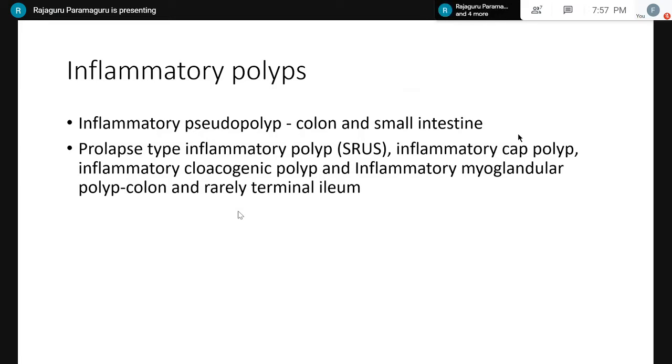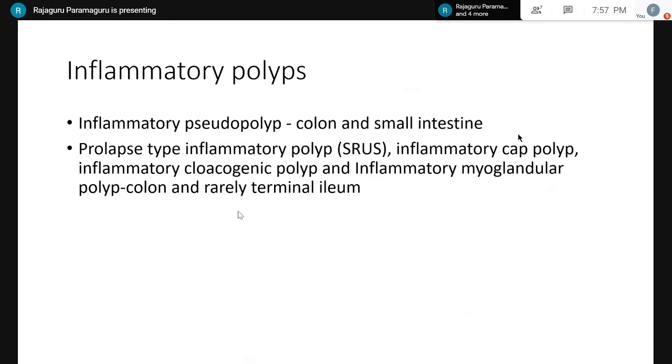Then the inflammatory cloacogenic polyp, as the name suggests, is seen in the anorectum. And then the inflammatory myoglandular polyp, which is going to show a lot of muscle fibers in the stroma. It will be difficult to differentiate from an SRUS, but still there are certain features with which you can differentiate, and they are usually seen in the colon and rarely in the terminal ileum.